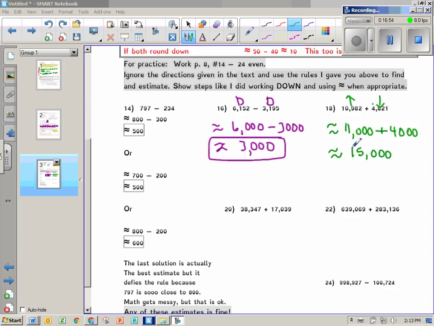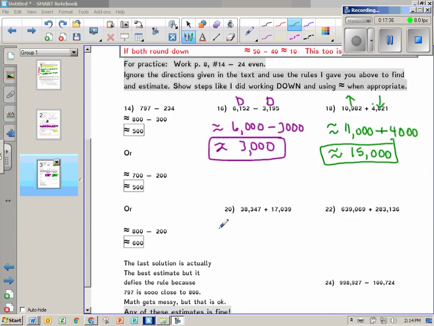Now, if I rounded them both up, I would actually, in this particular case, get a better estimate. This is okay. The reason being, this one's super close to 11,000. So when I rounded this one down, it threw it off a little bit more. So it would have been all right for me to round both of them up as well. And I would have actually gotten an estimate that's a little closer to this, really. So either way would have been all right.